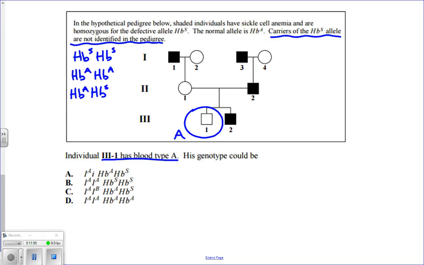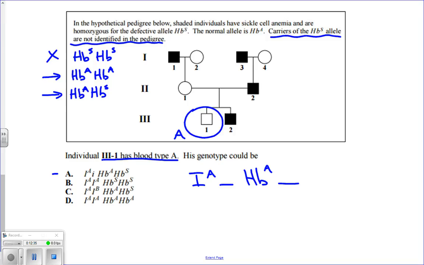This individual also does not have sickle cell anemia, so that means this individual 3-1, is either homozygous or heterozygous, but not HBS HBS. So if this individual has blood type A, well then we know that his blood type is going to be big IA something. And because we know that he doesn't have sickle cell anemia, he's going to be HBA, and that could be another HBA or it could be an HBS. So really all we need to do here is find something that fits that pattern.